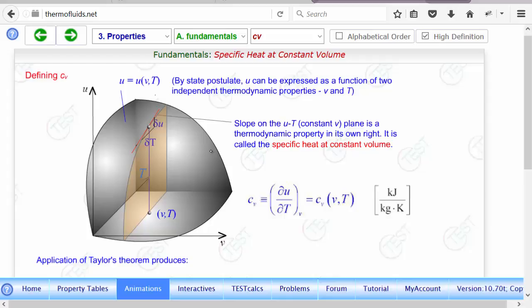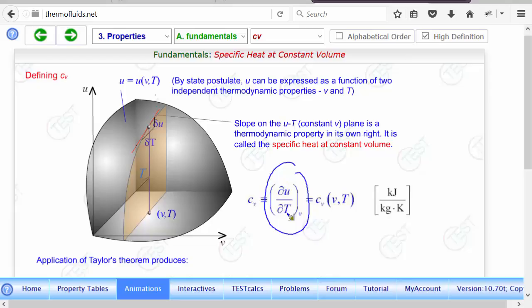Just suppose this diagram, this hill, represents U. T and V are the two axes at the bottom, and U is the vertical axis. So the height of this hill tells you how much U is. The slope of U with respect to T, as you hold V constant, look at the V constant plane, is a very special quantity. This slope in its own right plays such an important role in figuring out how U behaves in a system, how to find internal energy, because it tells you how U changes with temperature.